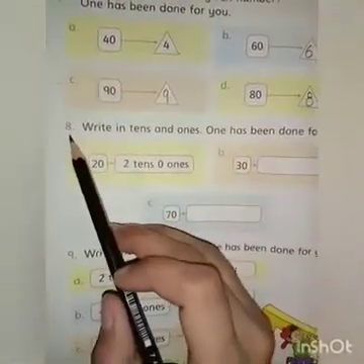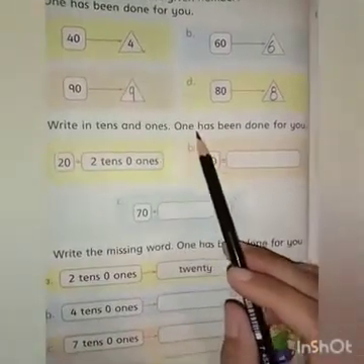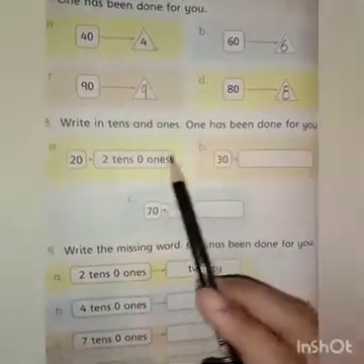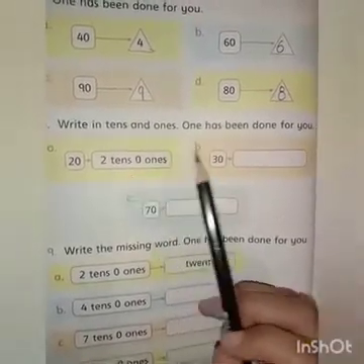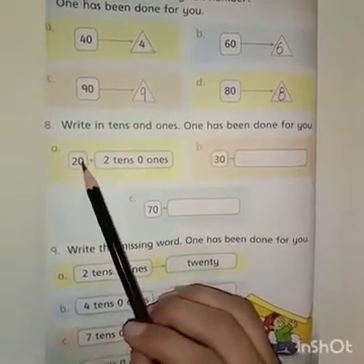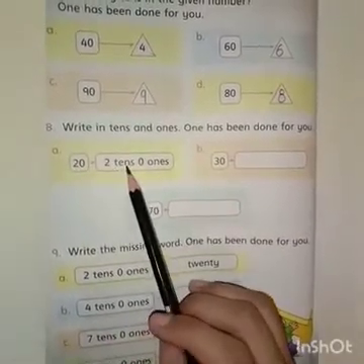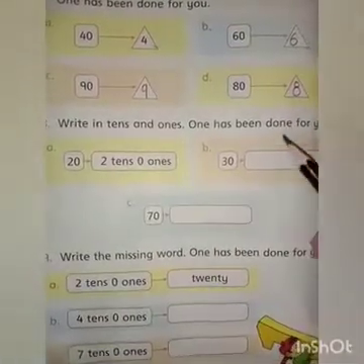Here we have question number 8 and the question is, write in tens and ones. One has been done for you. Students, here we have some numbers. We are going to change them in tens and ones. Point A is done for our help. Here we have number 20. 20 has 2 tens and 0 ones. We are going to change numbers in tens and ones.